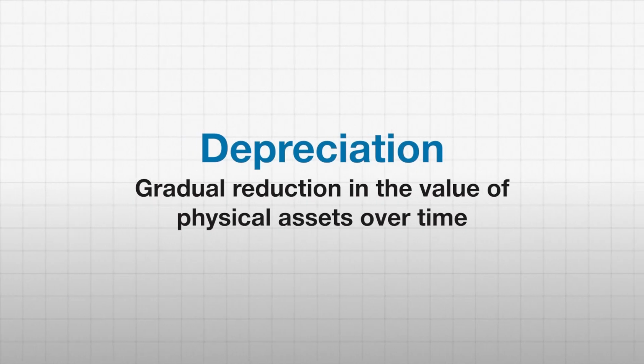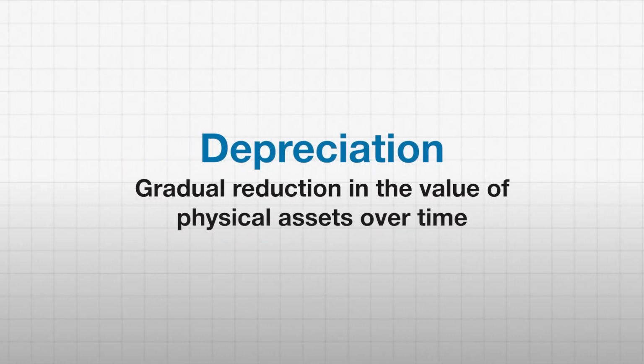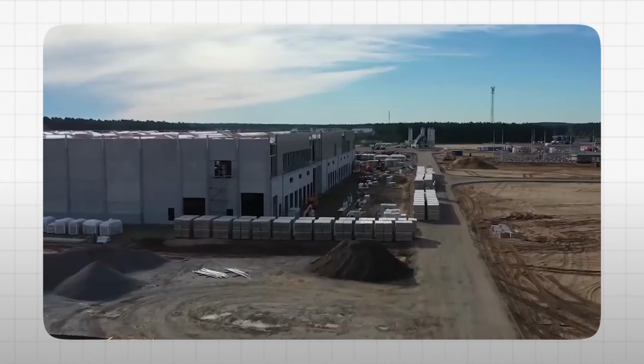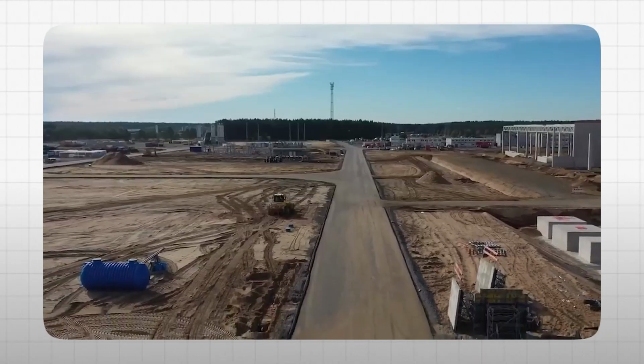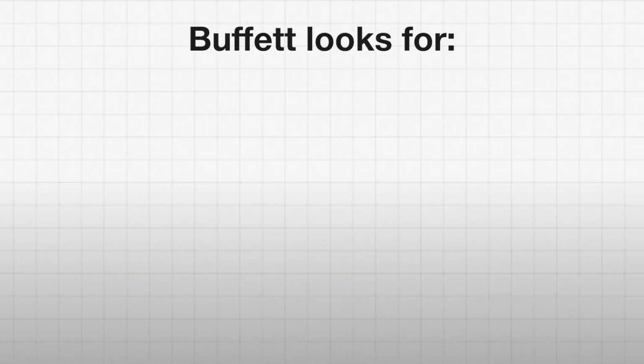Moving on, the next one is depreciation. Depreciation reflects the gradual reduction in the value of physical assets like machinery or buildings over time. Buffett treats depreciation as a real expense because these assets will eventually need to be replaced. Here's what Buffett looks for.